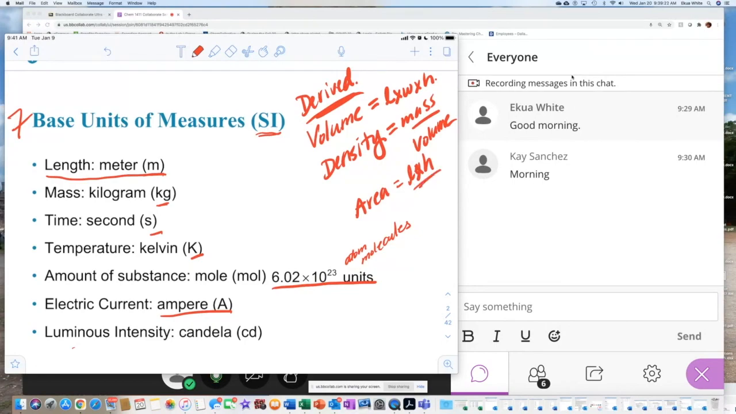Okay, any questions about this? Once again, if you don't want to talk and you want to chat, just go ahead and type your message in the chat box.